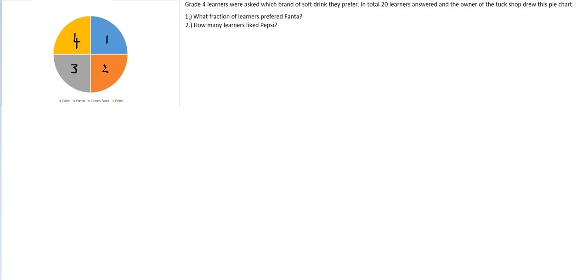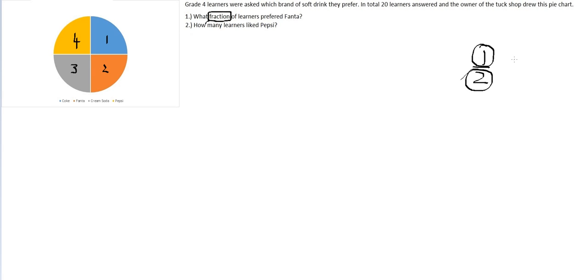Let's see what they want from the first question. Number 1. What fraction of learners preferred Fanta? And the very important word here is fraction. Now remember, with a fraction we've got one number on top of another number. That's one number out of another. The bottom number tells us how many pieces the whole is divided into. And the top number tells us how many pieces we have.